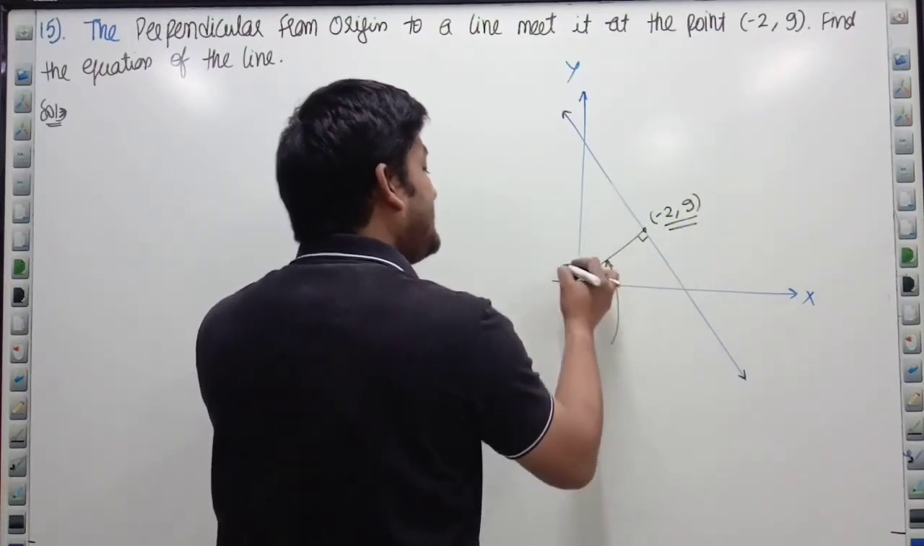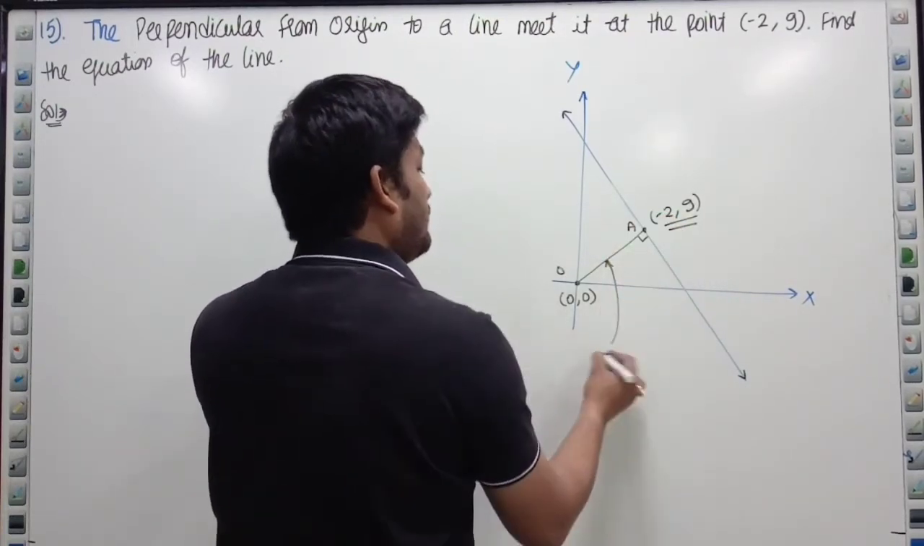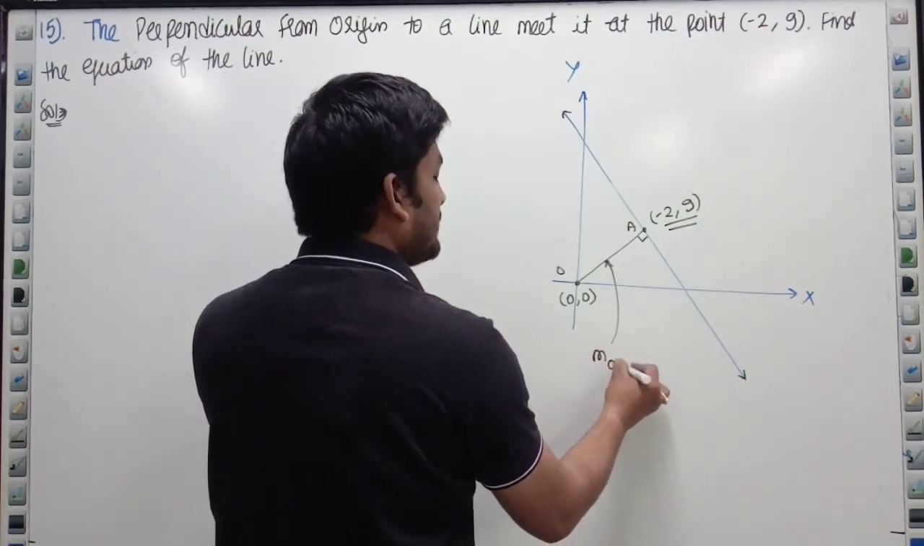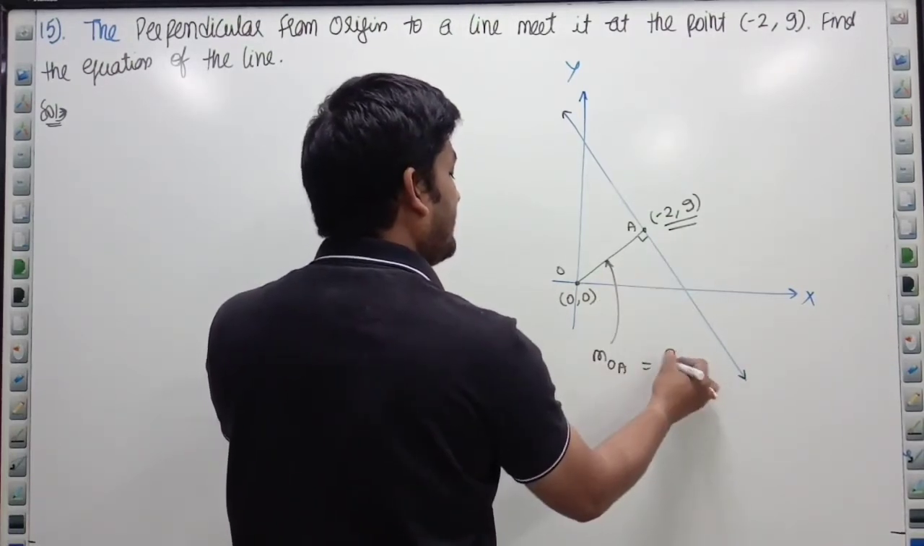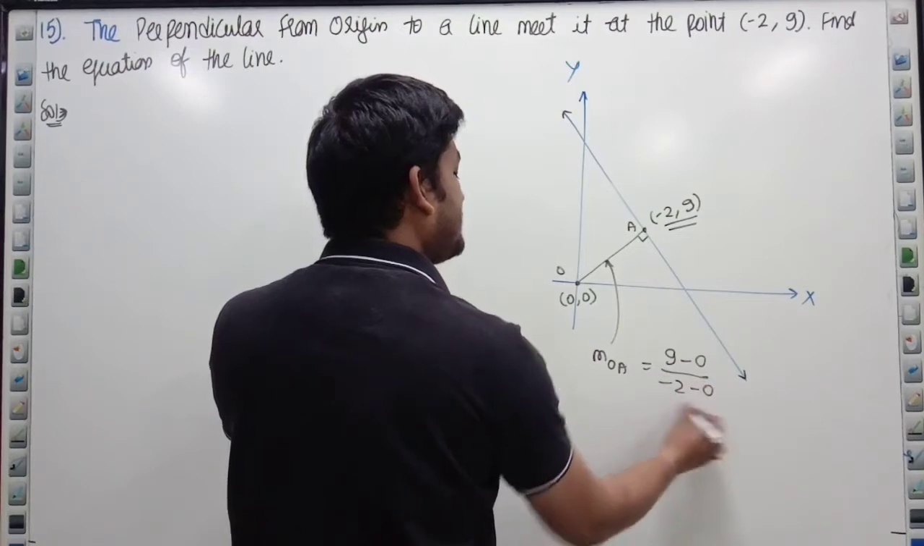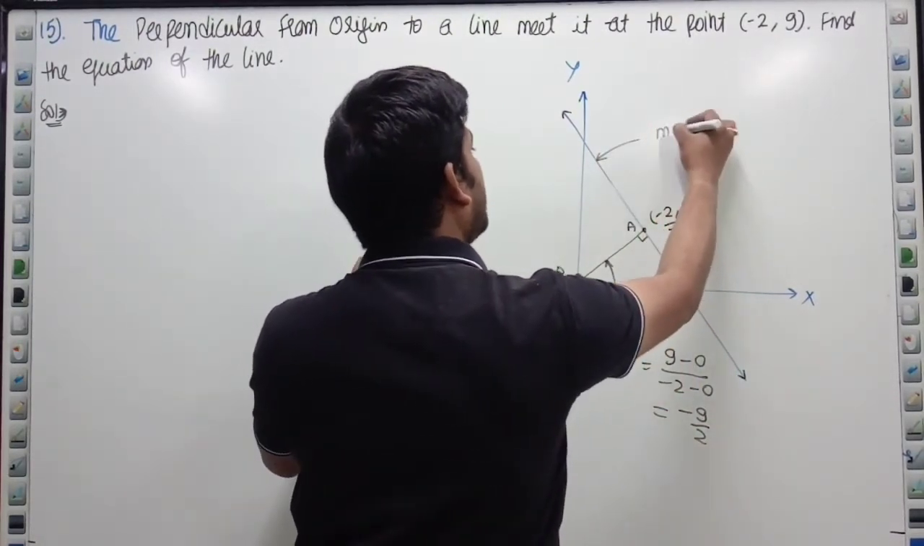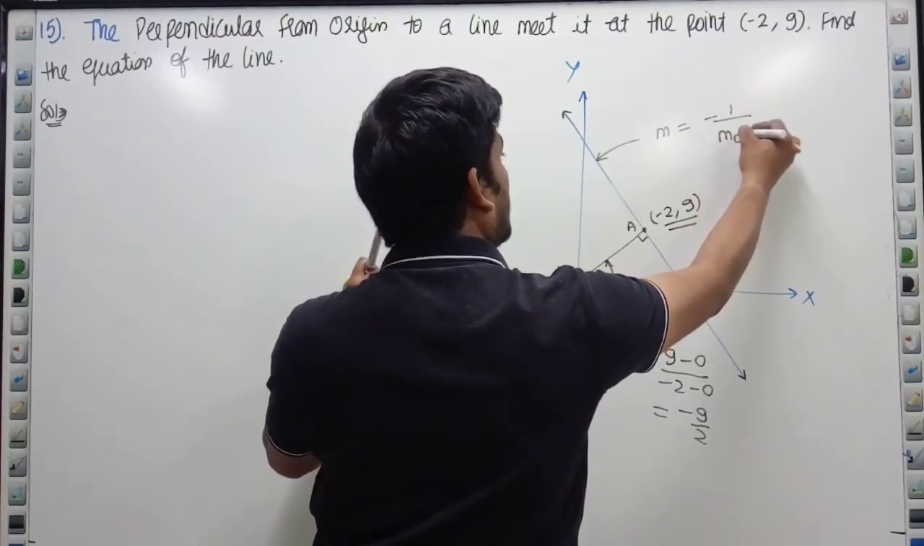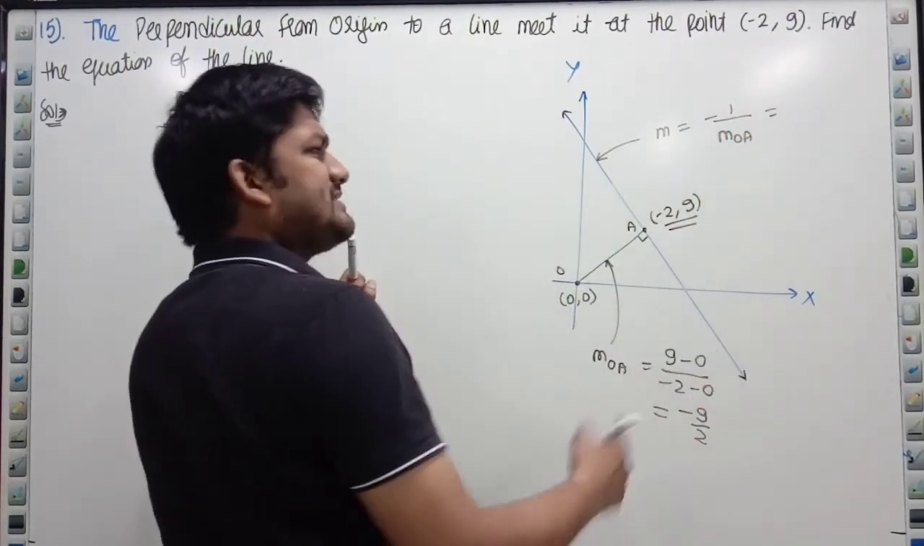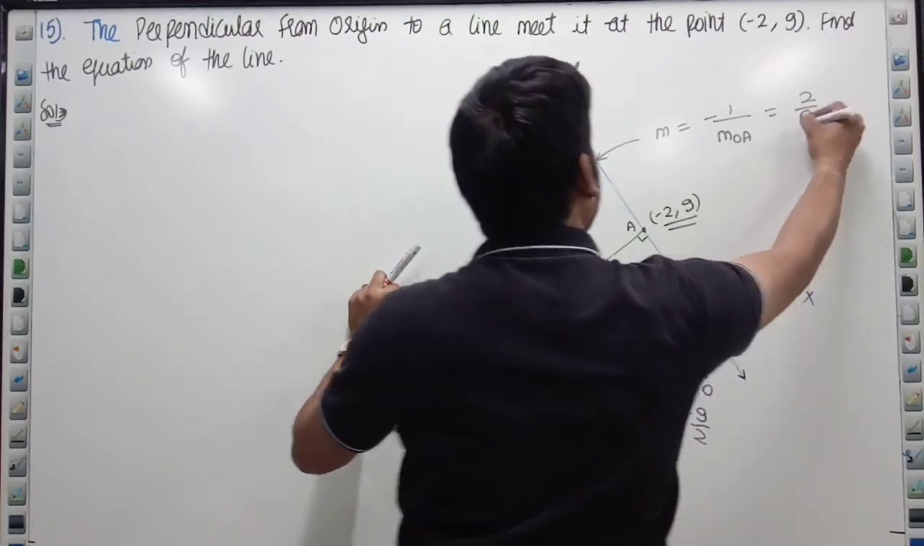What is the slope of this line if I name it as OA? What is the slope of line OA? y2 minus y1 upon x2 minus x1. This is minus 9 by 2. The slope of this line is minus 1 upon the slope of OA. Reciprocal and sign negative, so this is 2 by 9. Right?